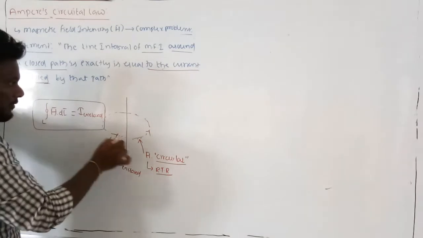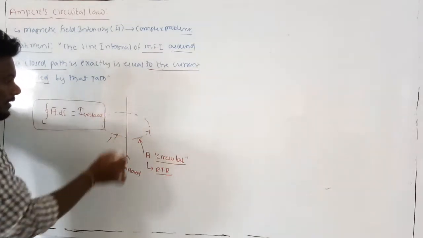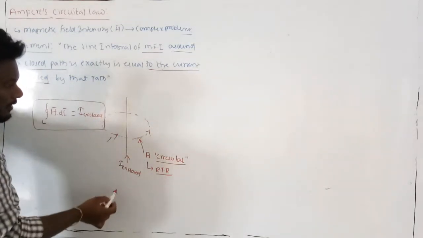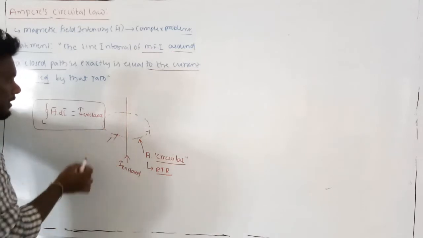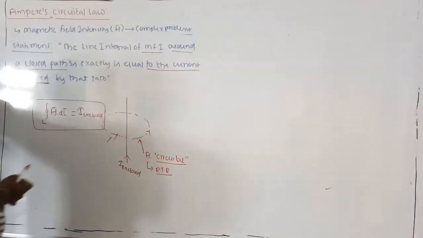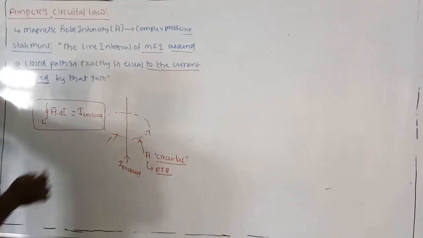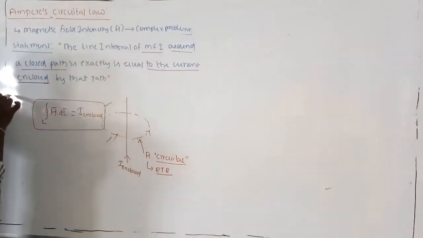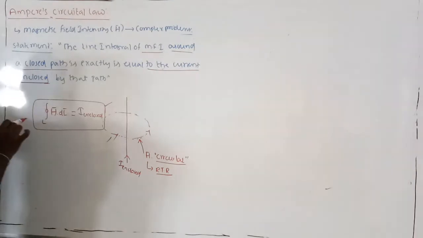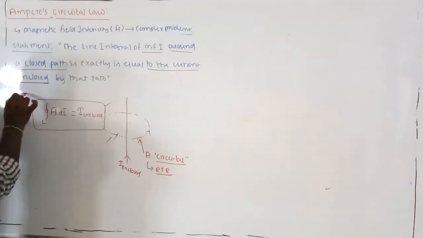So this is the path which is enclosed by this conductor. The amount of current flowing through this conductor is I. That's why I am equating the line integration of magnetic field intensity to the enclosing current. So now it is satisfied. Mathematically, you should write the expression like this.